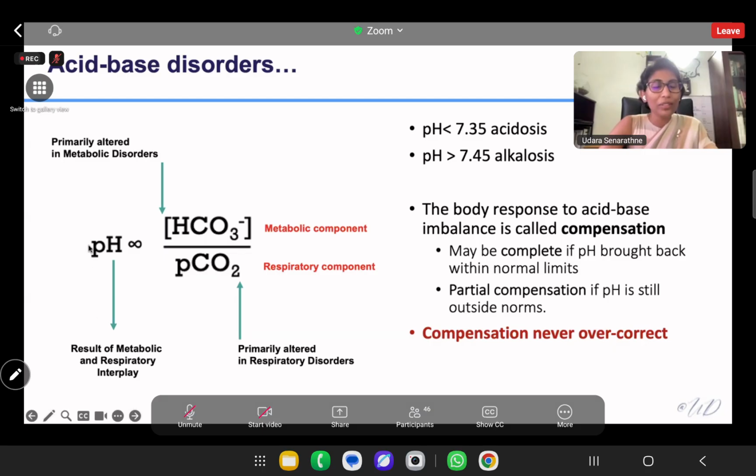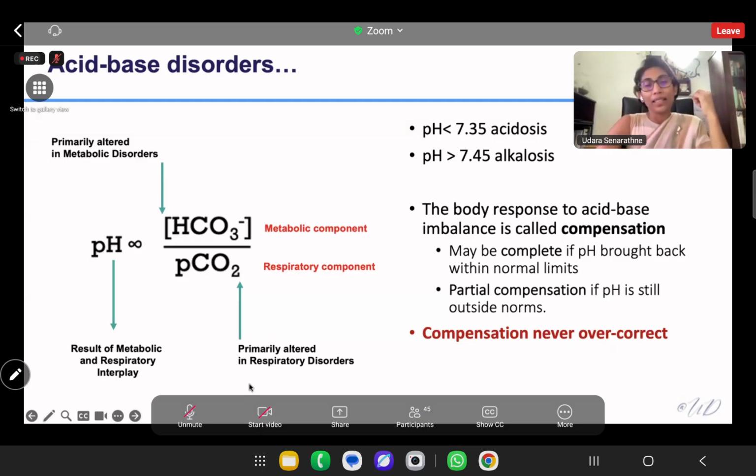So you see the pH will give you what is happening at the end, what is the final result of the acid-base disorder that is happening. So it is the result of metabolic and respiratory interplay in your body. And as we first looked at this, if you're having any alteration in the metabolism part, that would be affecting the bicarbonate, which is the metabolic component, and it would be directly proportional to the pH.